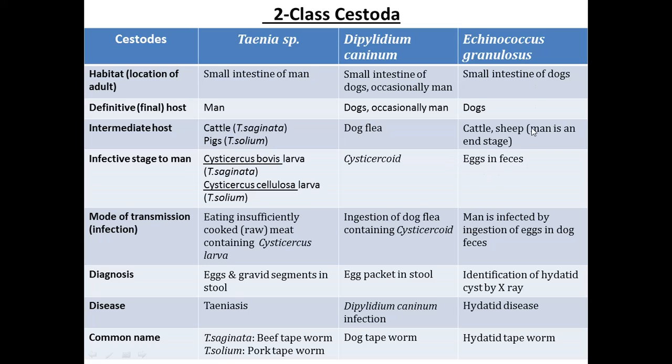In this life cycle, the intermediate hosts are cattle or sheep or man, and if man is an intermediate host, then he will be an end stage. Why? Because dogs do not eat man. Dogs can eat cattle or sheep, but they will not eat man. So man in this case will be an end stage.